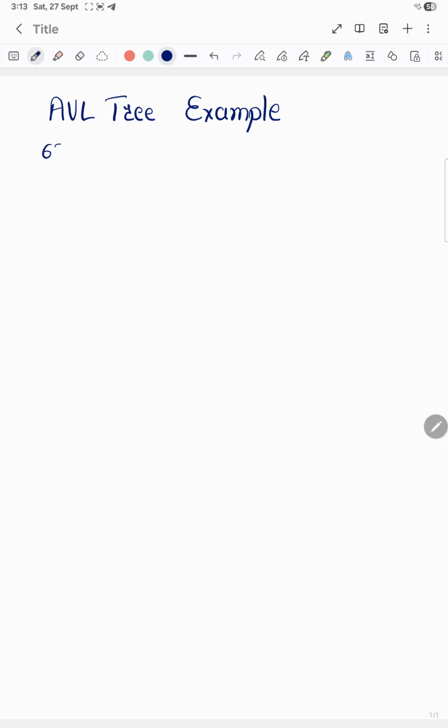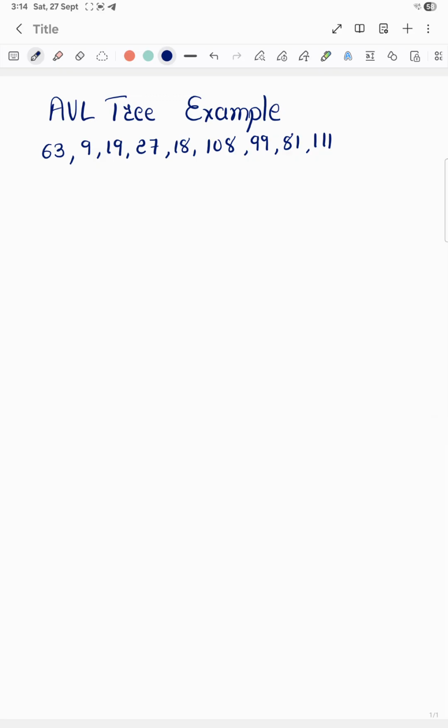The values are 63, 9, 19, 27, 18, 108, 99, 81 and 111. I need to create an AVL tree for this.